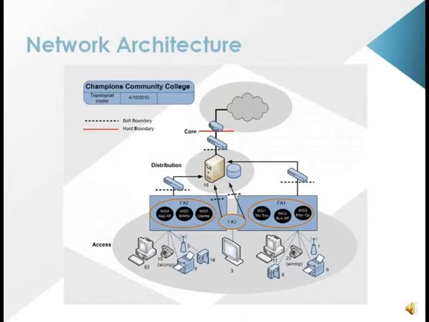Also shown in this slide are the hard and soft network boundaries. Connections between the buildings are soft boundaries. The router at the edge of the CCC network is a hard boundary for the college.